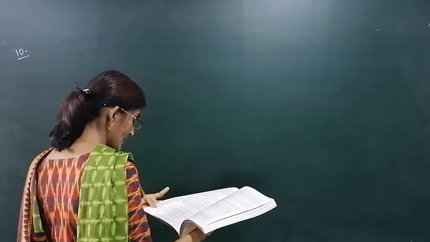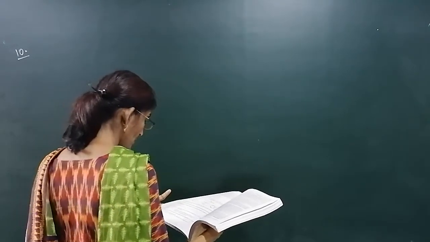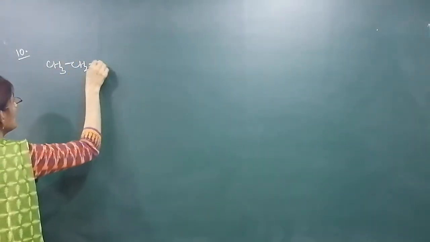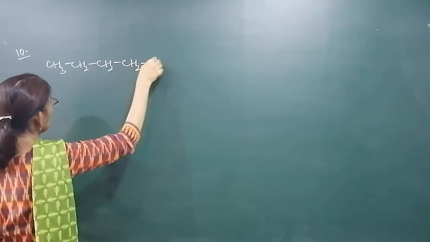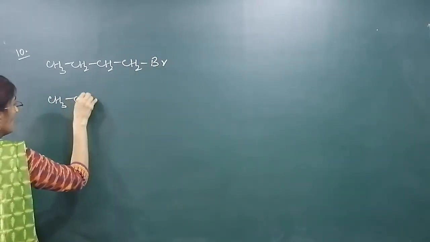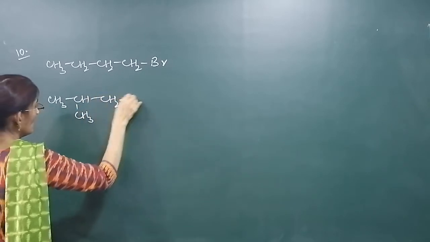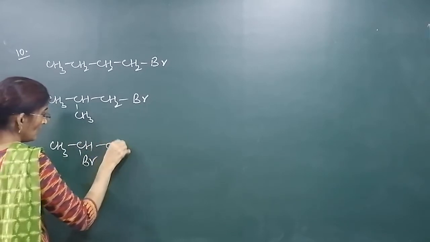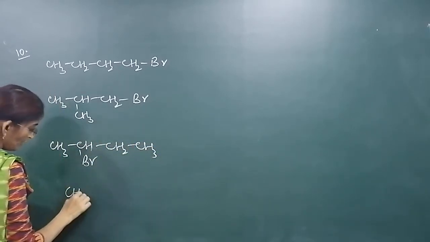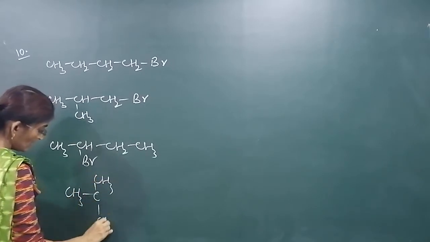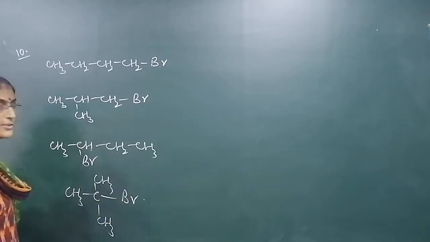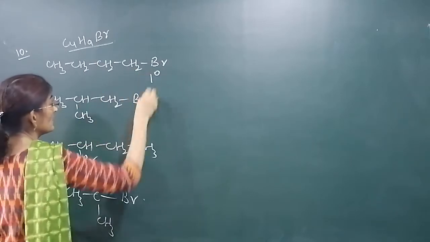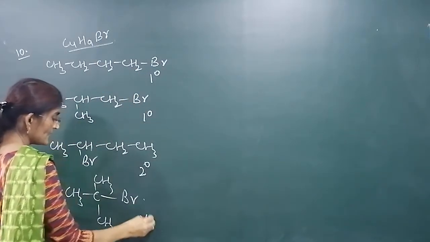For the order of SN1 and SN2, we have to consider the four isomeric bromobutanes. What are the isomers of bromobutane? First is normal butyl, second is isobutyl, third is secondary butyl, and the last is tertiary butyl. These are the four isomers of C4H9Br. Now this is primary, this is also primary, this is secondary, and this is tertiary.